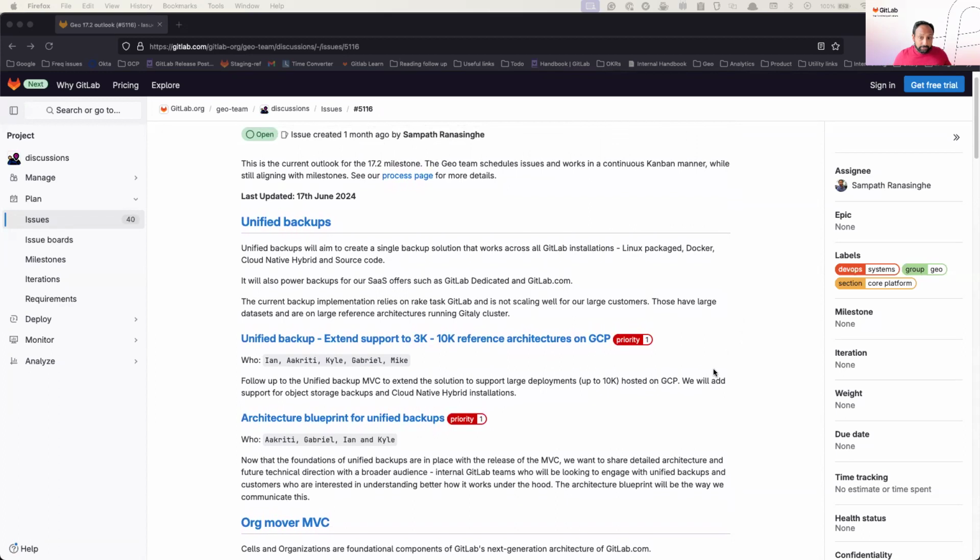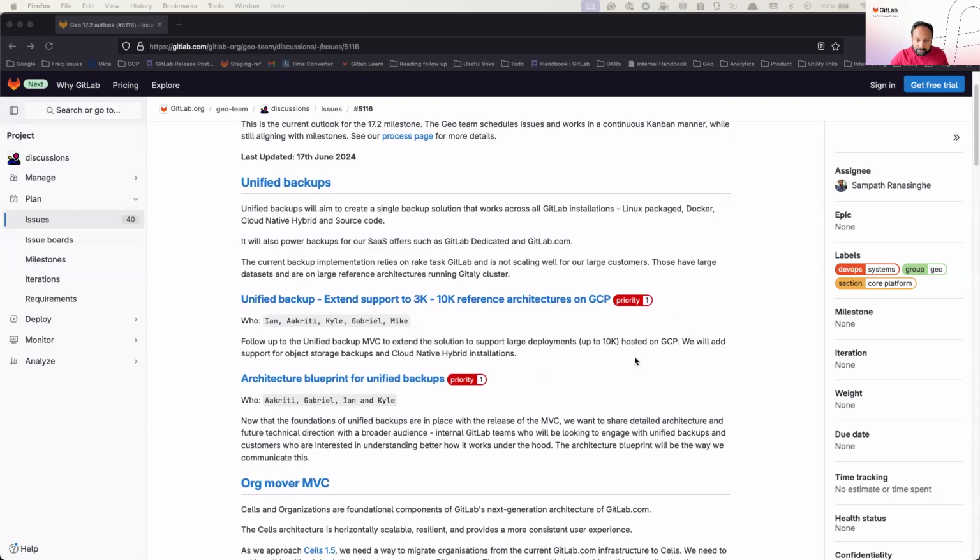Unified Backups is the next generation backup solution for backing up GitLab. It's designed to scale to our largest reference architectures and also work across all of our installation types. So Linux package, Docker, cloud native hybrid, and source code. We are also looking to dogfood this solution. So the idea would be for us to offer it in GitLab Dedicated and .com as well, alongside Cells.